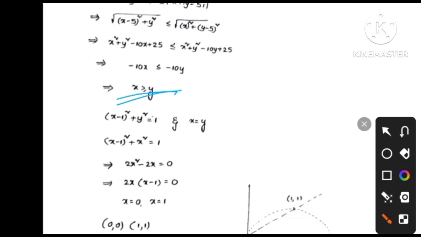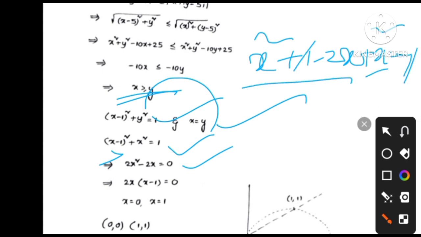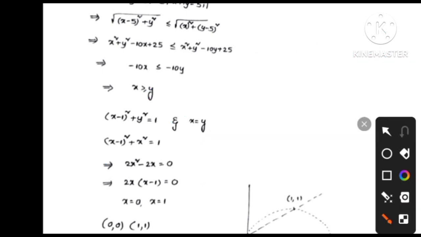Here x equals y. Write the two equations and replace y with x in the circle equation. Then after simplification, what do you get? (x minus 1) whole square, take the expansion: x square plus 1 minus 2x plus x square equals 1. Now here 2x square minus 2x is equal to 0. Take 2x common. Then you get x is equal to 0 and x is equal to 1.